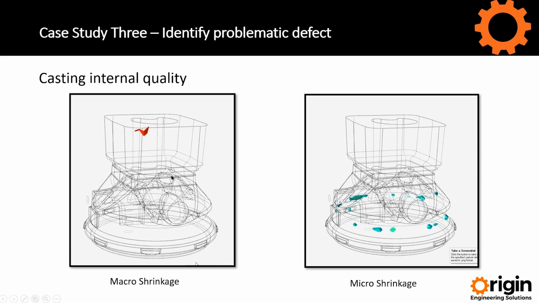Let's look at the defect predictions. So we look at the macro. The casting doesn't contain any macro shrinkage. We are aware that in some of the thin wall sections we have some micro shrinkage. That doesn't cause a problem to the customer. It looks excessive there, but on the cast sections it's very minor. You really have to look under a microscope to find it.